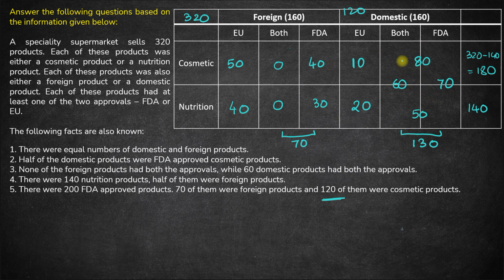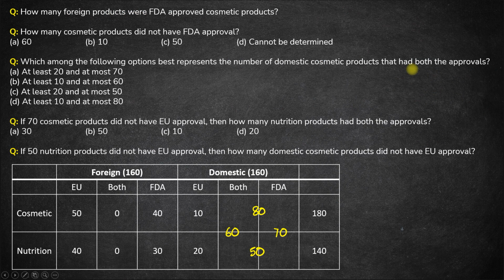The only values that we don't know are these four blocks. But we know the sum of two of these blocks, two of these blocks, two of these blocks, and two of these blocks. Okay. Now let us look at the questions.